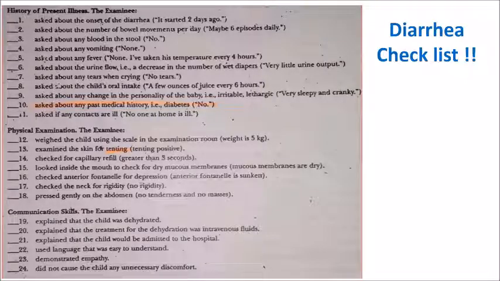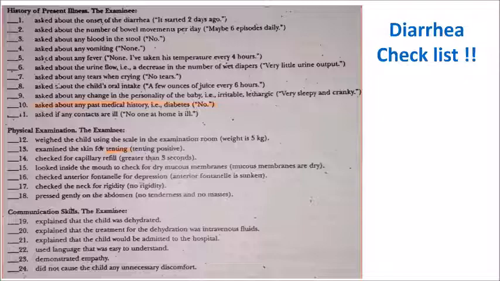Decrease in number of wet diapers. Very little urine. That is a very important red flag. Anuria or oliguria possibilities are there due to the diarrhea. Okay. Is the patient dehydrated? Yes, could be. Decreased number, yeah, more likely, more likely.